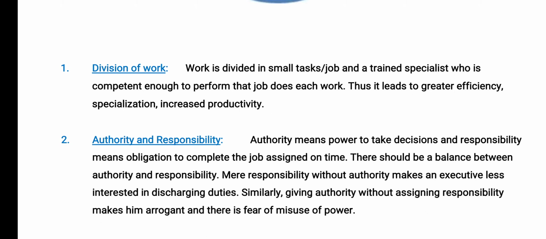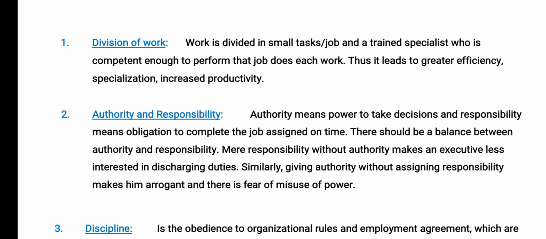So according to this principle, Henry wants to say the intent of division of work is to produce more and better work for the same effort. Specialization is the most efficient way to use human effort. So they want to say that the work is to be divided into small tasks and the workers are trained specialists who are competent enough to perform the job for which they are appointed. Thus it leads to greater efficiency, specialization, increased productivity, all that.